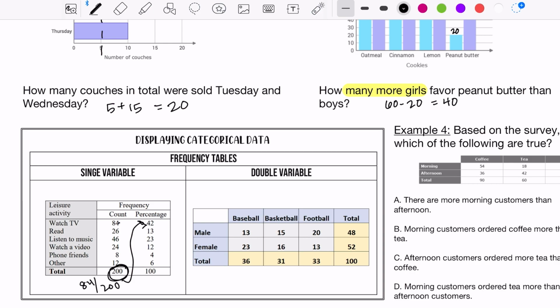So this one right here, the double variable, is saying, what's your favorite sport? And then they broke it down into male and female. So 13 males said baseball. Overall together, if you say men and women, 36, and that's just a two-way table.